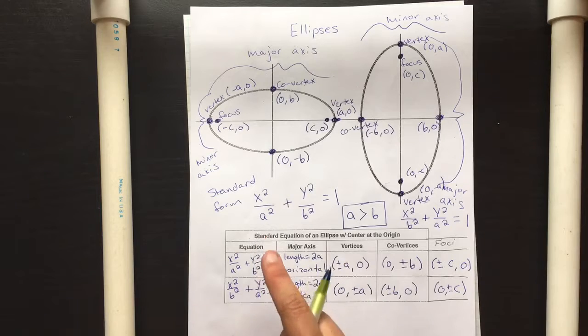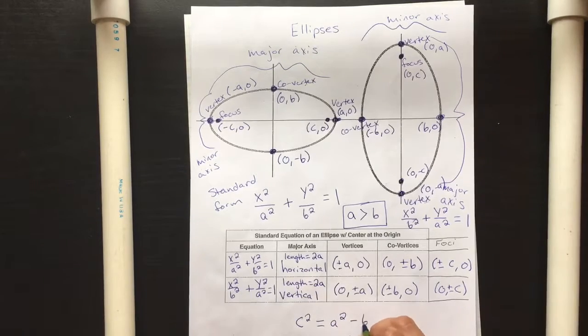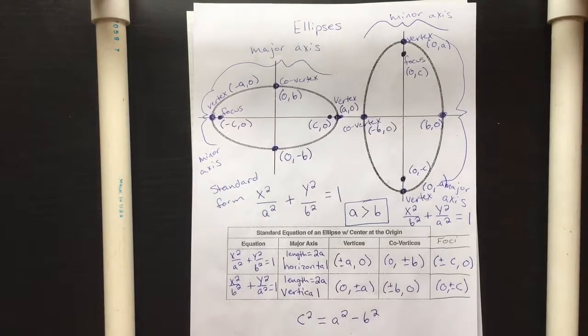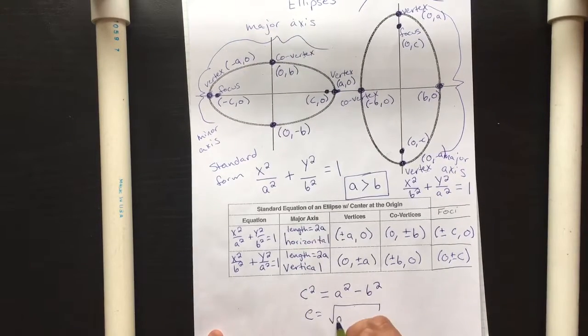Now, we didn't have a c up in any of our equations, but you are going to need to find that so that you can find the foci. So c squared equals a squared minus b squared, or you can just say that c equals the square root of a squared minus b squared.